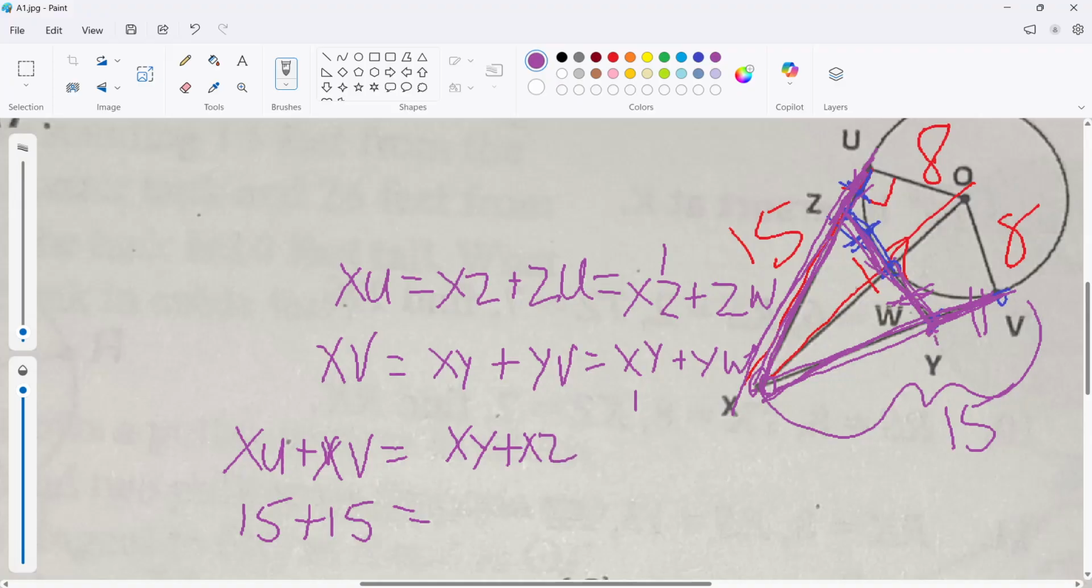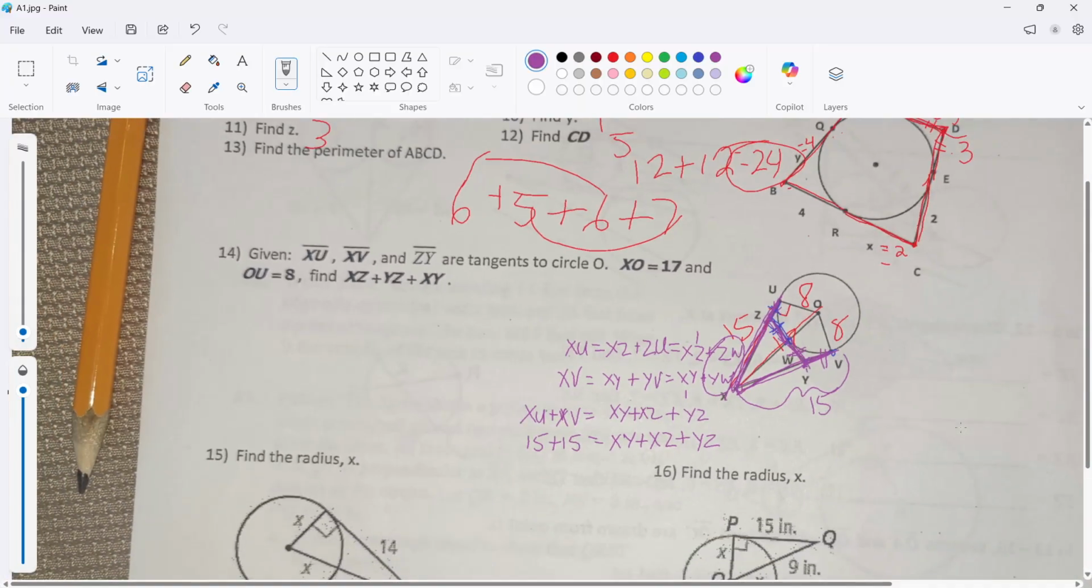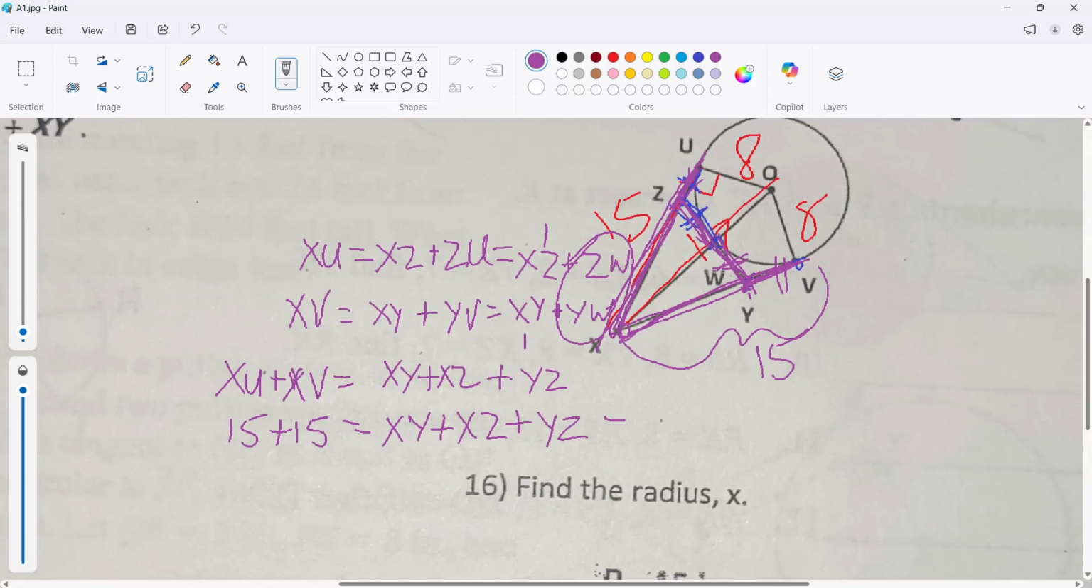ZW plus YW is just ZY, or YZ. So these two, ZW plus YW, is YZ. So 15 plus 15 equals XY plus XZ plus YZ, or ZY, whatever you want to call it. And that's what it's asking me to find: XZ plus YZ plus XY, and that equals 30.